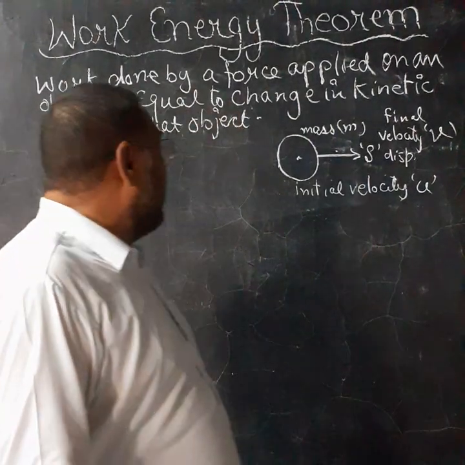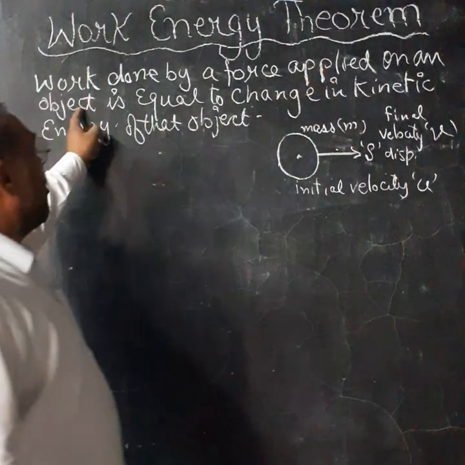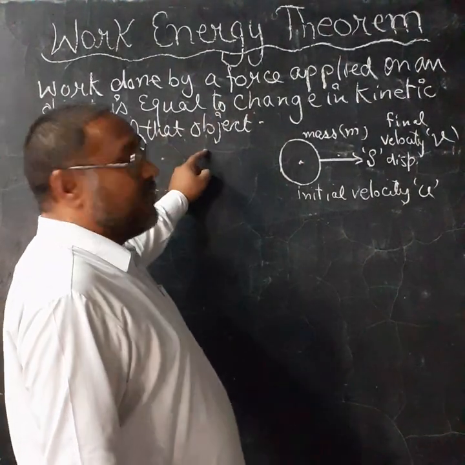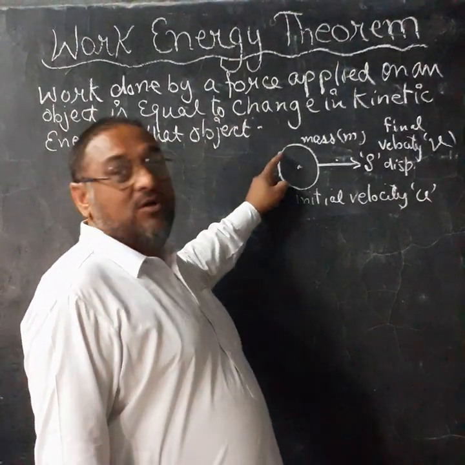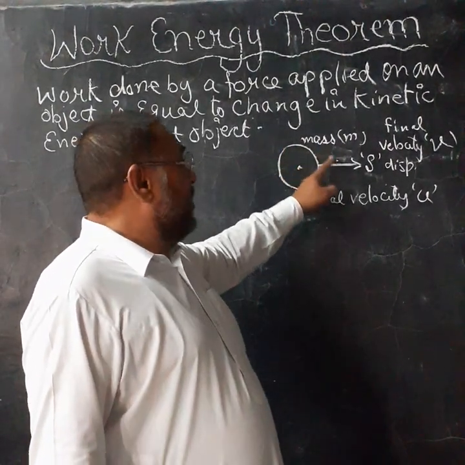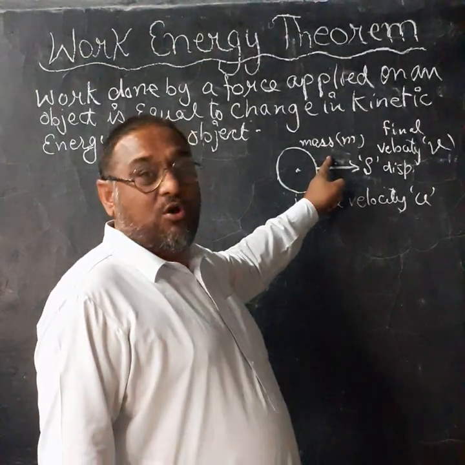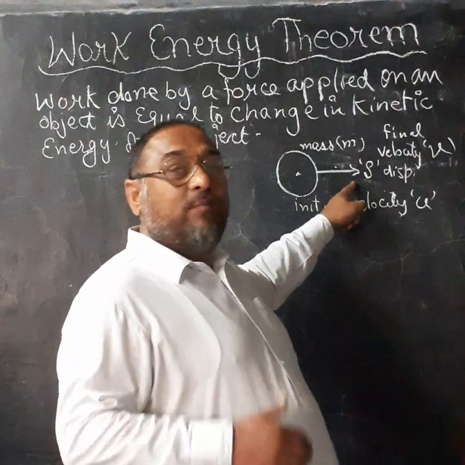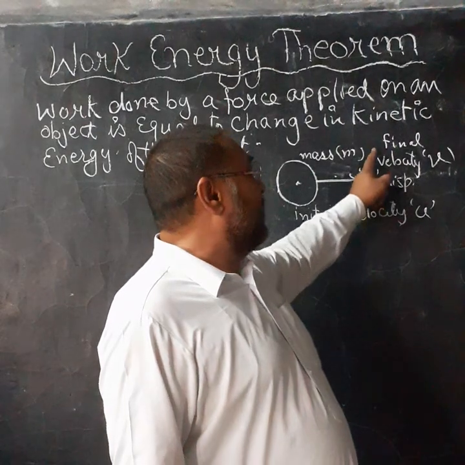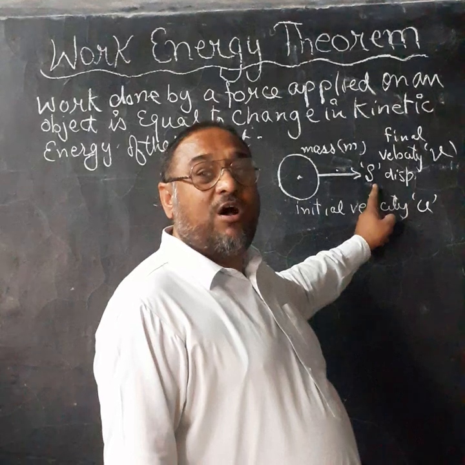So what is the work energy theorem? Work done by a force applied on an object is equal to the change in kinetic energy of that body. That means if you take a body of mass m and apply a constant force in the direction of the body, the body moves with initial velocity u and attains a velocity v after a displacement of s.